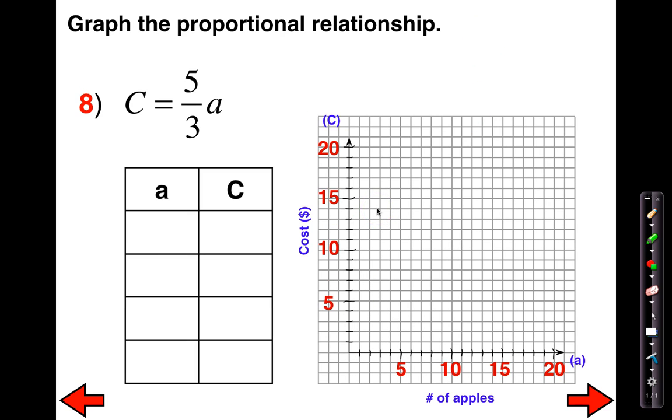Okay, so at this point, what I'd like you to do is go ahead and pause the video, and using the tip that I taught you about choosing some inputs that will create whole numbers versus fractions or decimals, go ahead and try this problem on your own.